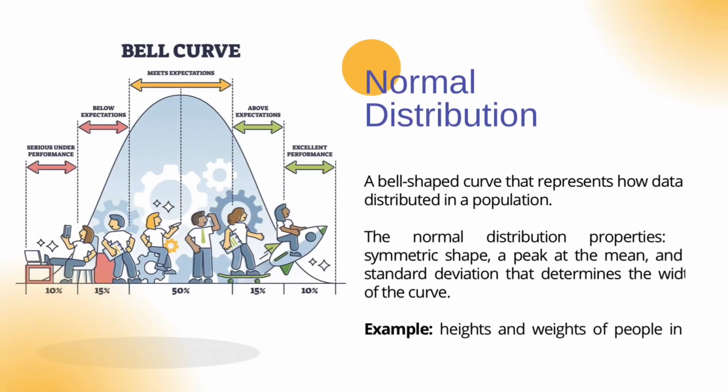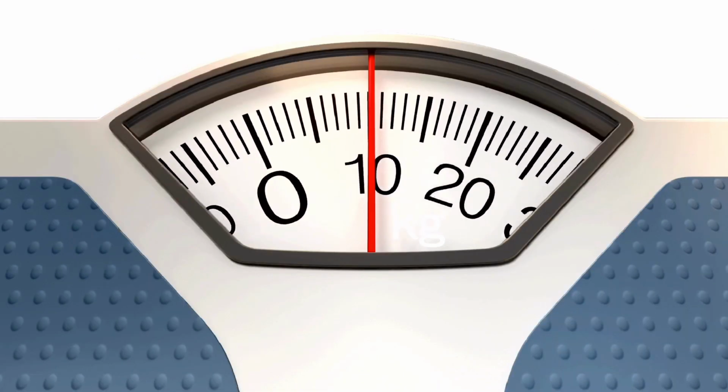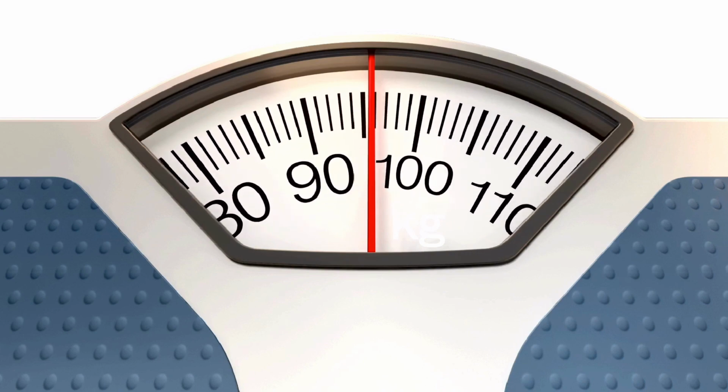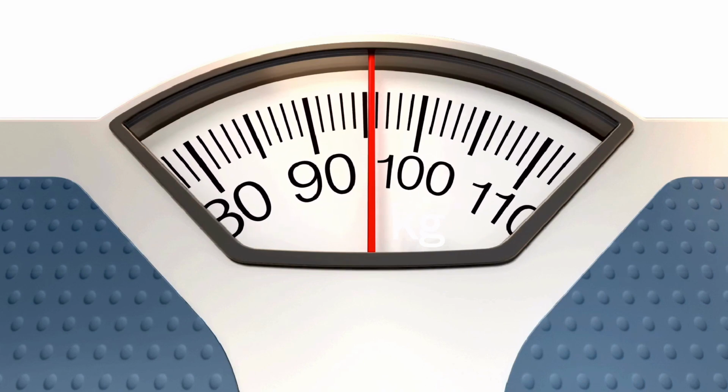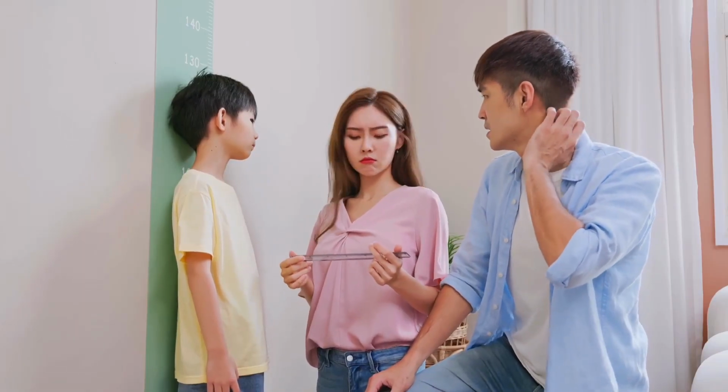Normal distribution. Normal distribution is a bell-shaped curve that represents how data is distributed in a population. It has several properties, including a symmetric shape, a peak at the mean, and a standard deviation that determines the width of the curve. Normal distribution is important because many real-life phenomena follow this pattern. For example, heights and weights of people in a population often follow a normal distribution. Understanding normal distribution can help us make predictions and estimate probabilities.